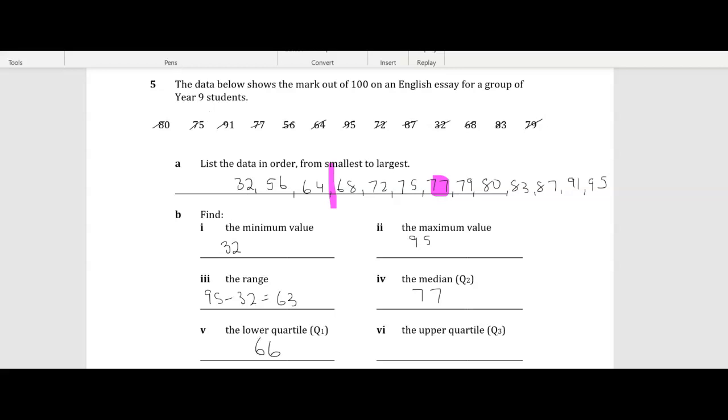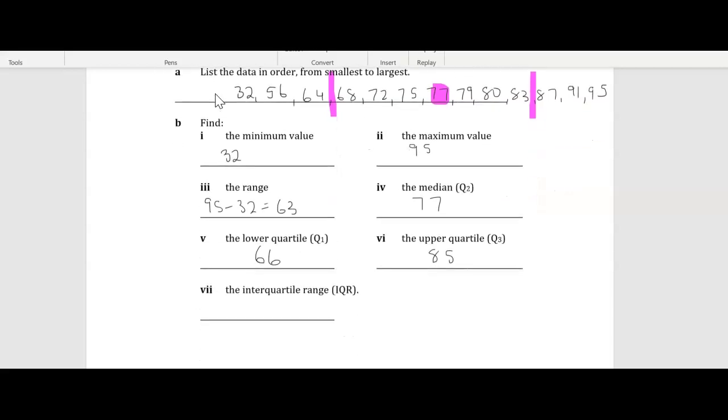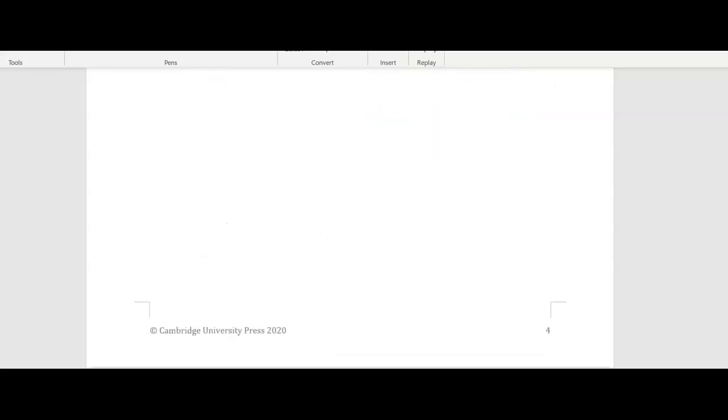And then your upper quartile, splitting that into half. So halfway between 83 and 87 is 85. And then the interquartile range, 85 minus 66 gives you, what is that, 19. And I think we're done. Awesome. Okay, bye.